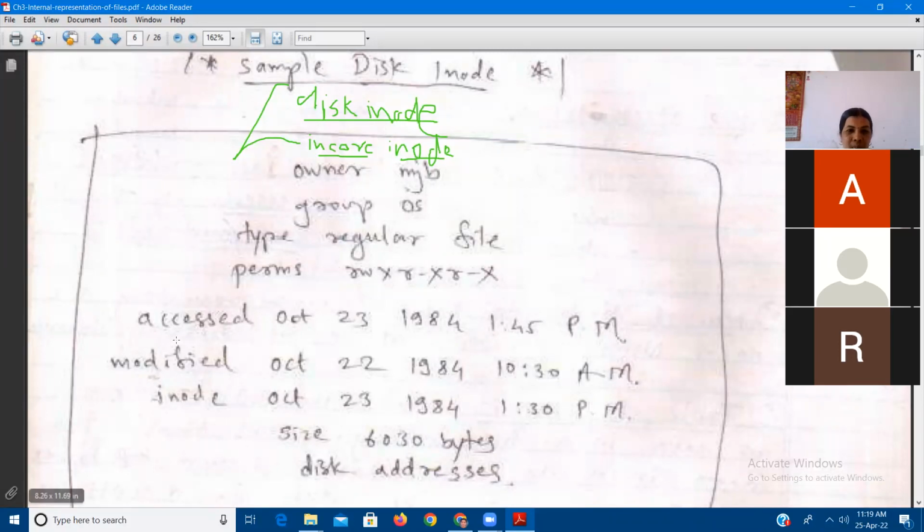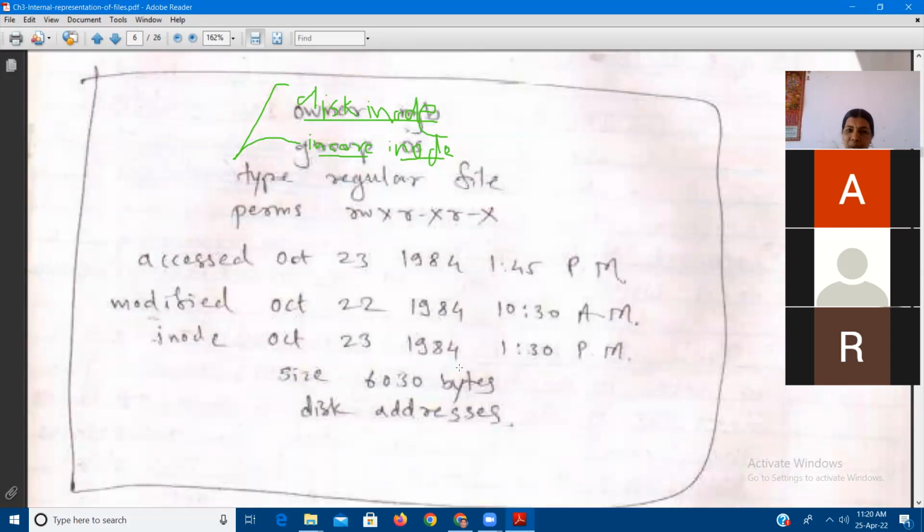So these are the three times when that file is accessed, when that file is modified, and when the inode of that file is modified. So this is one of the sample examples which is taken in the year 1984. So you may take your own example. Size of the file 6030 bytes, and disk addresses. So actually disk addresses concept is given over here.